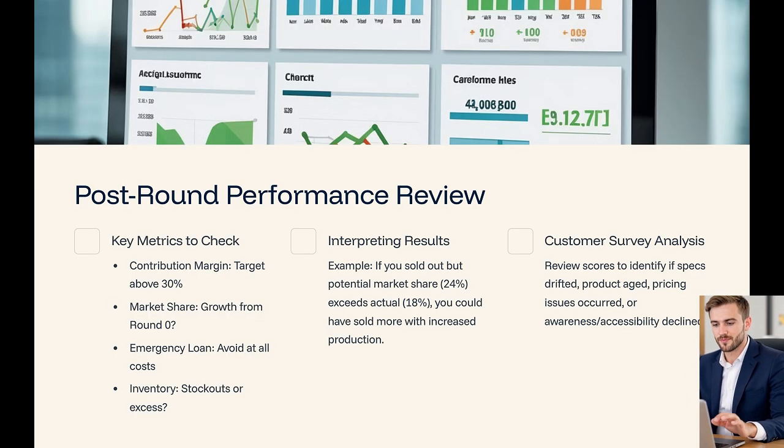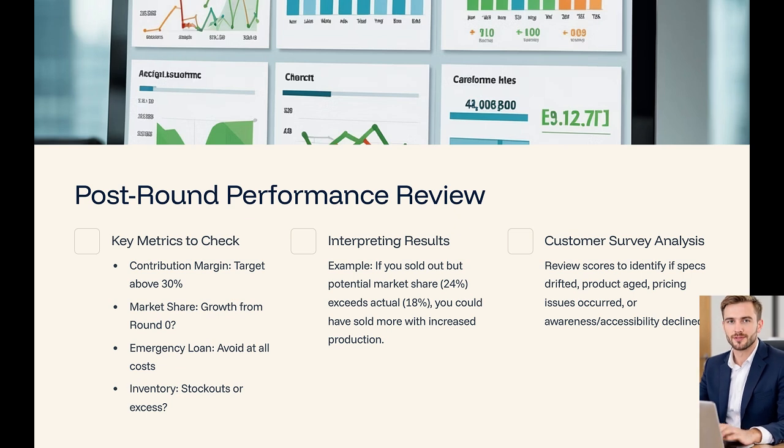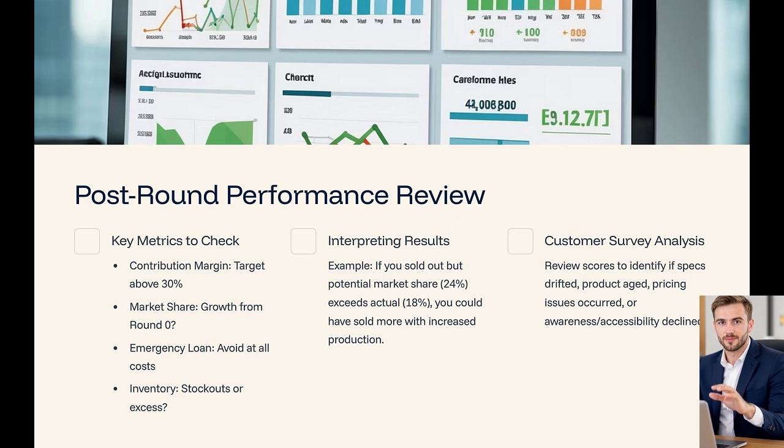Slide: post-round performance review. After each round, your first stop should always be the Capstone Courier. It's your window into what happened, what worked, and what didn't. Key metrics to check: Contribution margin, is it above 30%? That's a sign of healthy profitability. Market share, did it grow compared to round 0? Emergency loan, did you get one? If yes, you spent beyond your means. Inventory, did you stock out or have excessive leftover units?